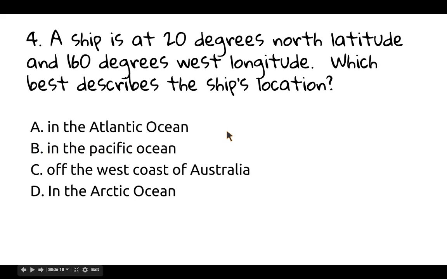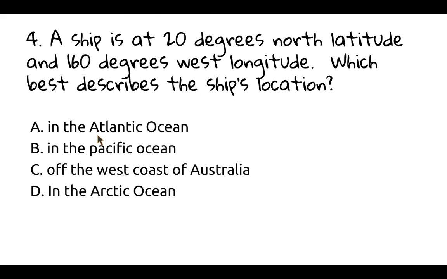You're going to use your map and your marker for this. A ship is at 20 degrees north latitude. So start at the equator with your marker, move up north 20 degrees, and trace that line. And 160 degrees west longitude. So again, start on the Prime Meridian with your marker, move west to 160 degrees, and trace that line. Where they cross is the ship's location. Which best describes the ship location? A, in the Atlantic Ocean, B, in the Pacific Ocean, C, off the west coast of Australia, or D, in the Arctic Ocean? Pause and figure this out.